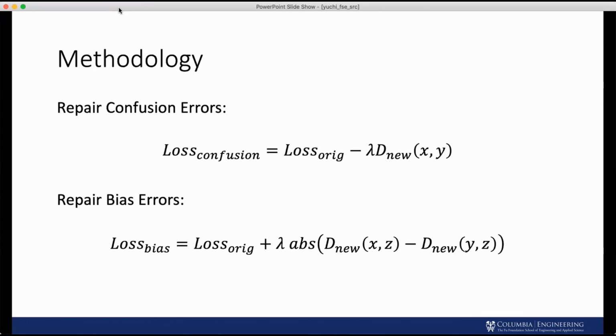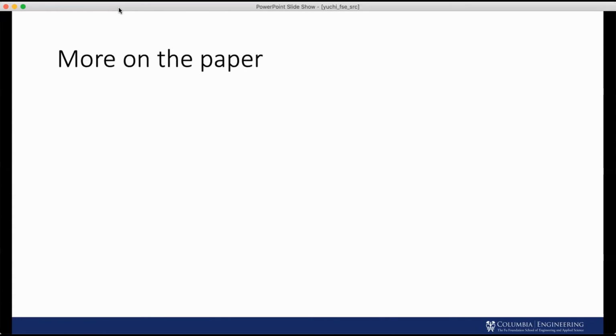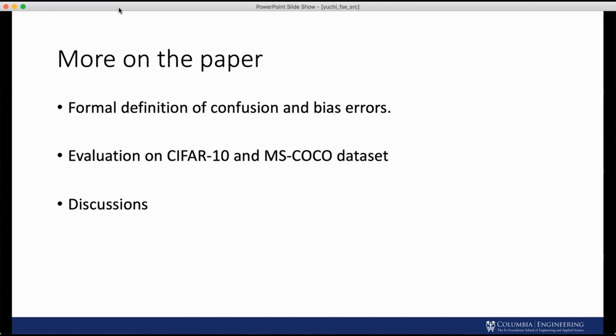We propose this loss function to make the distance between x and z as close as the distance between y and z to reduce the bias between x and y given z. Please read the paper for more detail about the formal definition of confusion and bias errors, evaluation, and results discussion.